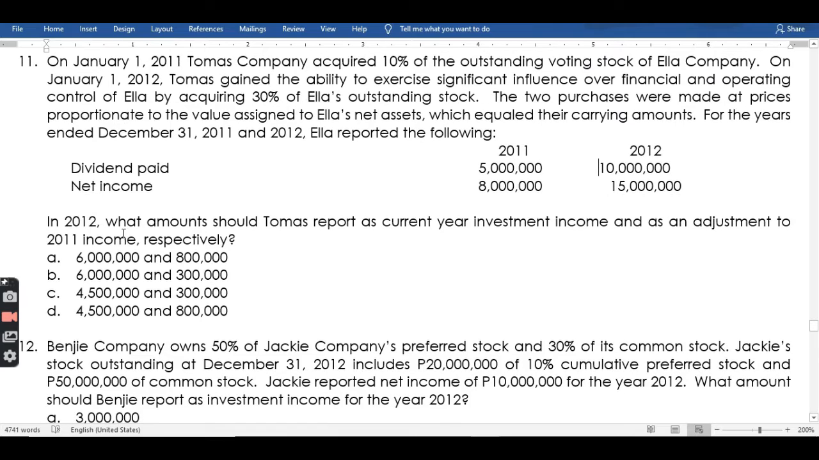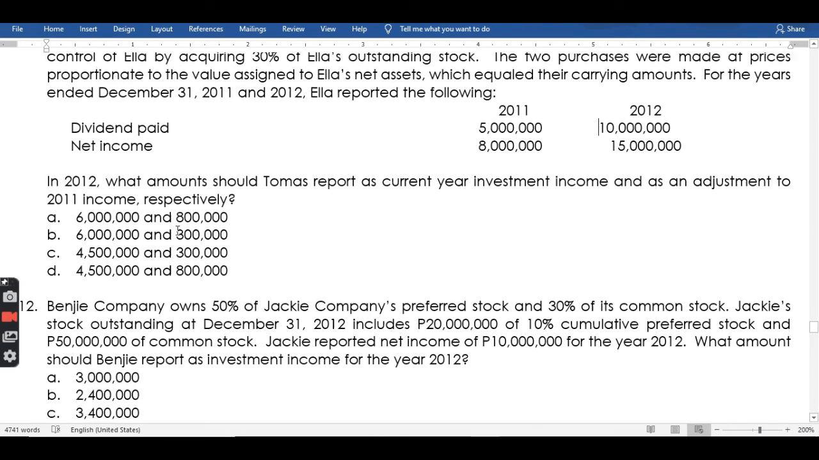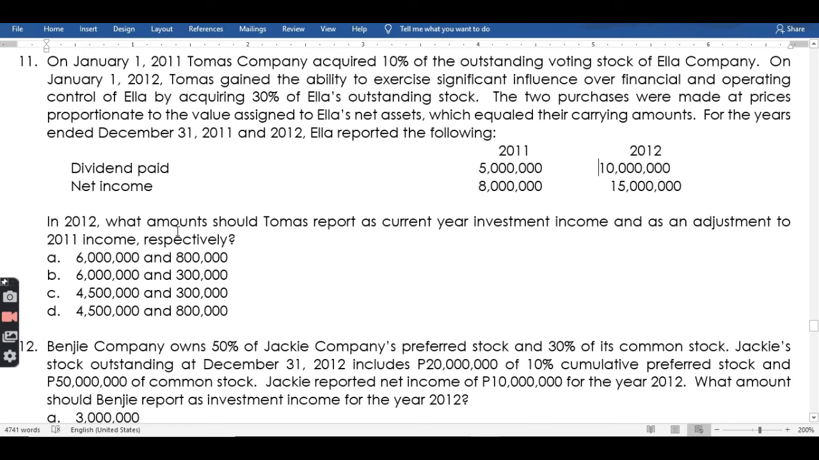2011 and 2012, Ella reported the following. So, ang tanong, in 2012, what amount should Thomas report as a current year investment income as an adjustment to 2011 income respectively? Okay, so wait lang. Ang tinatanong, magkano yung i-report na 2012 and an adjustment to 2011 income.